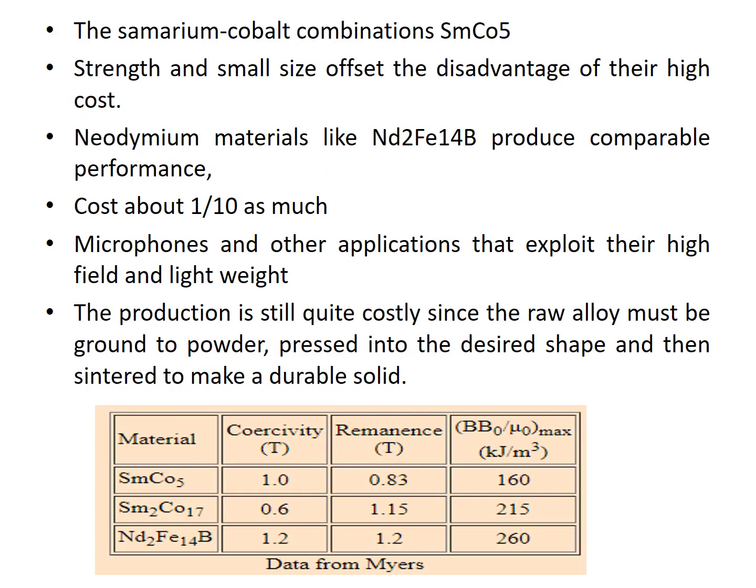The samarium cobalt combination has been around longer, and samarium cobalt 5 magnets are produced for applications where their strength and smaller size offset the disadvantages of their high cost. The more recent neodymium material, like Nd2Fe14B, produces comparable performance, and the raw alloy material cost is one-tenth as much.